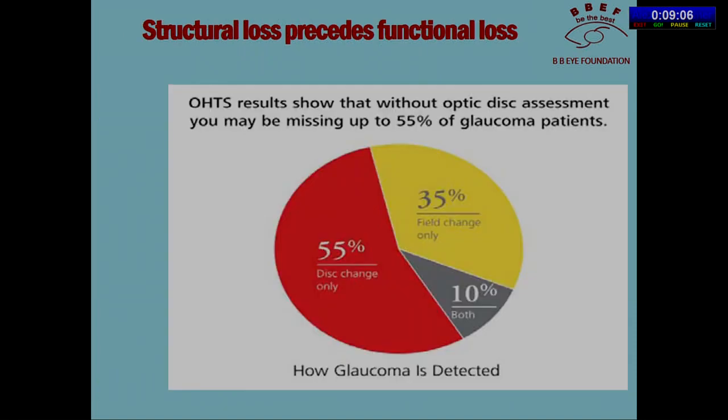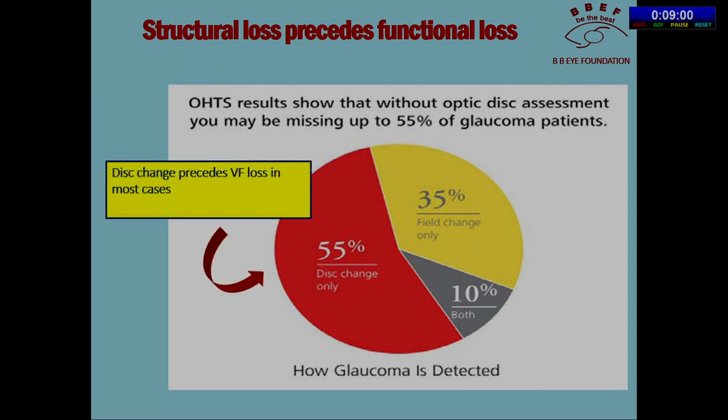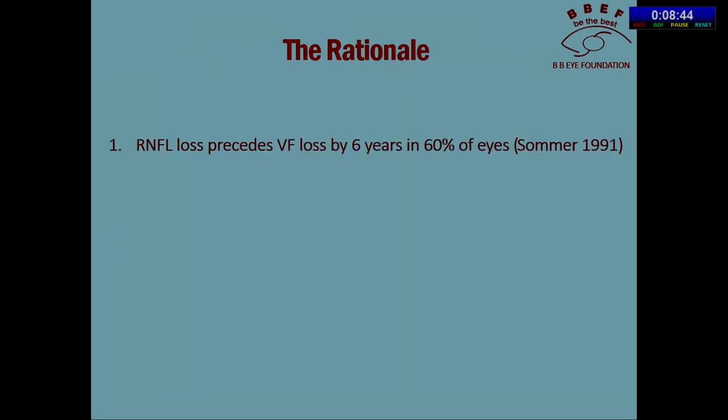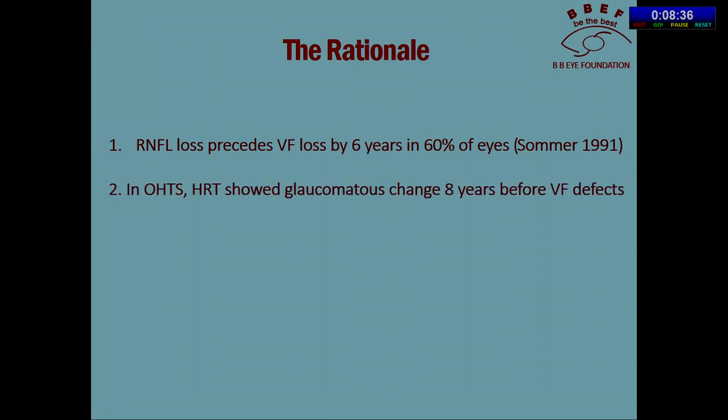So structural loss precedes the functional loss, we all know that. Again, in the OAT study, it has been found that with optic disc assessment you may be missing up to 55% of the glaucoma patients. So this change precedes visual field loss in most of the cases. So what next? The rationale: retinal nerve fiber loss precedes the visual field loss by 6 years in 60% of the patients. These are some of the studies.